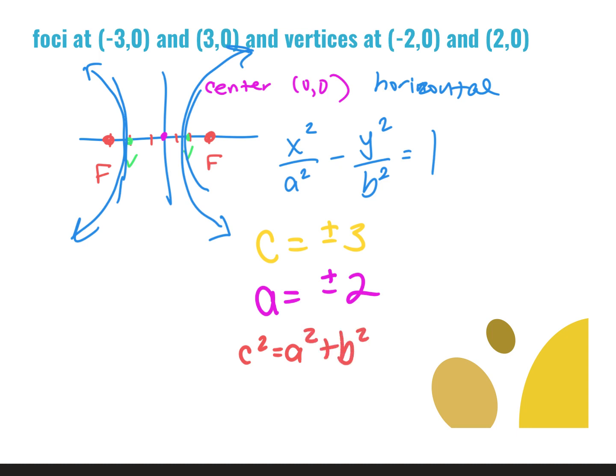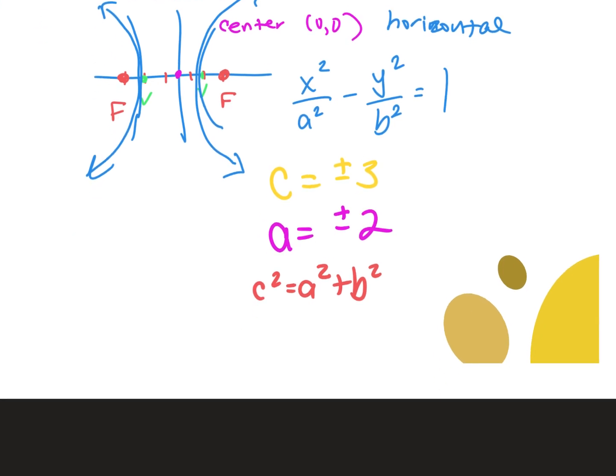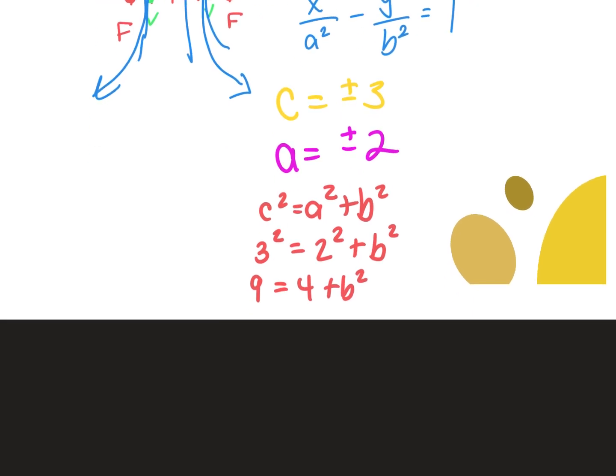Again, all of these formulas will be given to you. But if you don't know what A represents or what C represents, it doesn't matter. So we have 3 squared equals 2 squared plus B squared. And some of you are like, well, what if I use the -2 or the -3? That's fine. When you square a number, it becomes what? Positive. So you have 9 equals 4 plus B squared.